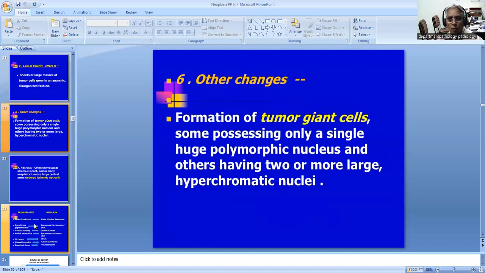These are the common features which you will observe in malignancy, but sometimes you will find a formation of tumor giant cells, some possessing only a single huge polymorphic nucleus, while others have two or more large hyperchromatic nuclei. This is not a common feature, but many a time you will find in some tumors there is a formation of tumor giant cells.